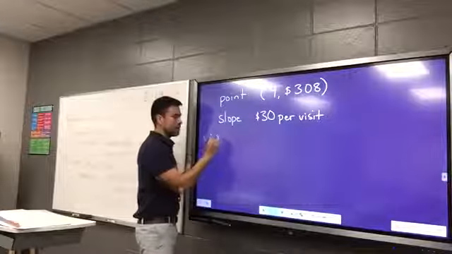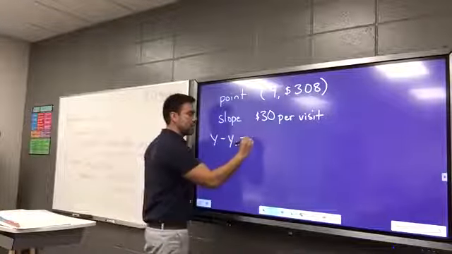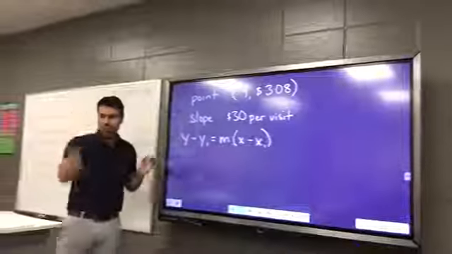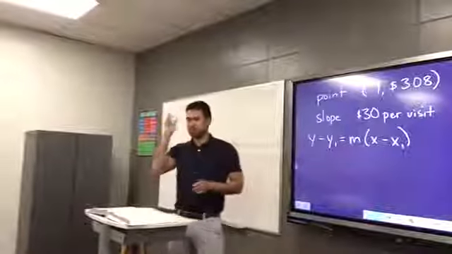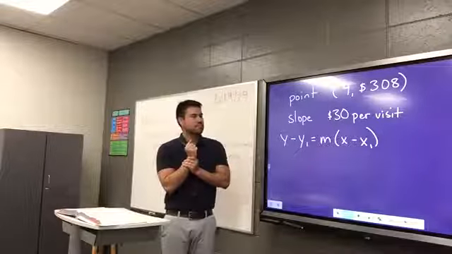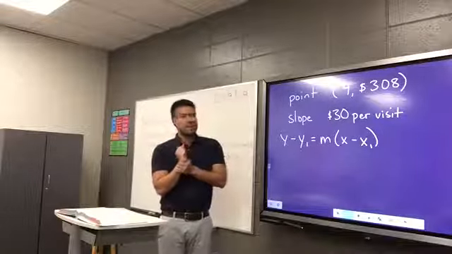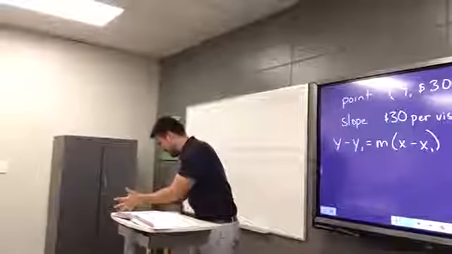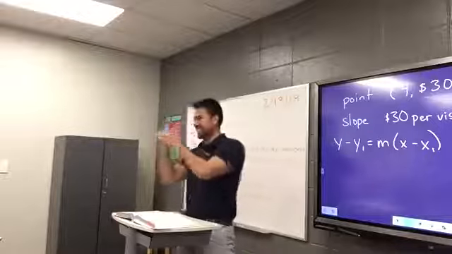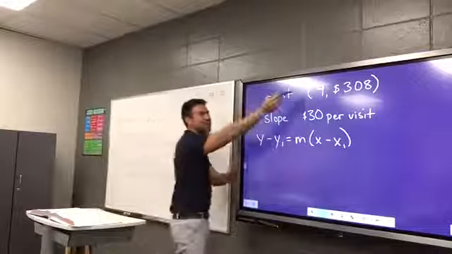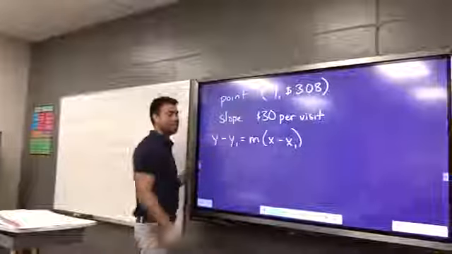Write this down again: y minus y sub 1 equals m times x minus x sub 1. What form is that? Point slope. Point slope, right. In point slope, what do you have? A point and a slope. Okay, so do we have a point and a slope then? Yeah, we can go ahead and use point slope form.